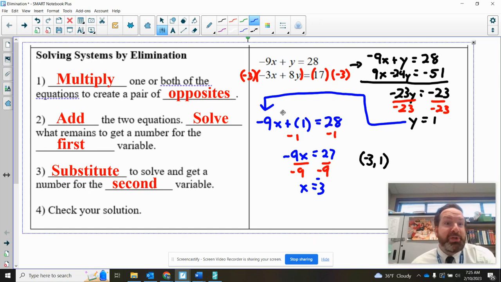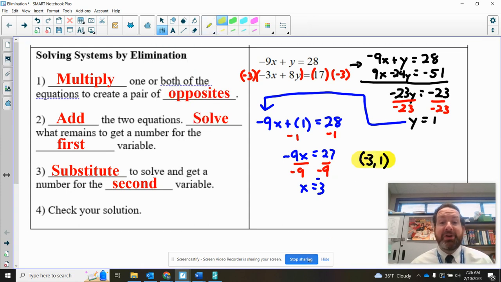Okay, quick recap, and then we're good to go. Multiply to create a pair of opposites. Add your equations to eliminate one variable and solve for the other. Substitute in one of the starting equations to find your other variable and check your answer with a graph. Give that a highlight, and we are good to go.